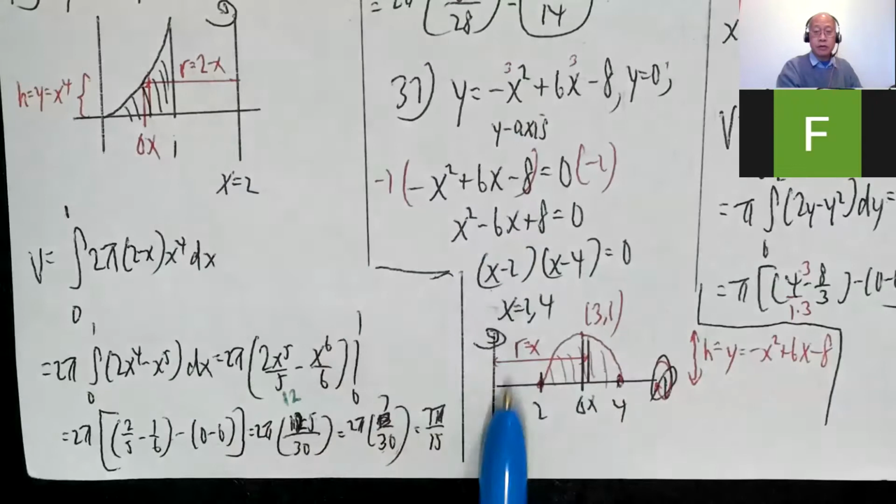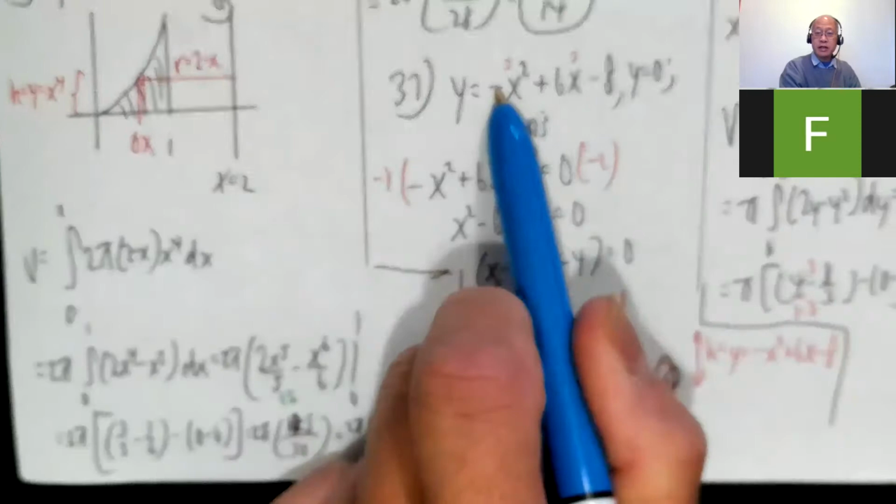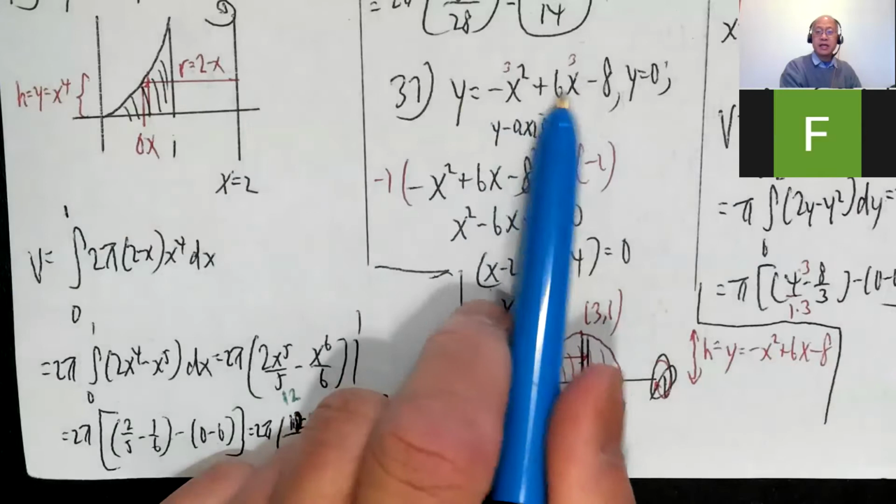Another way to do it is just pick a number between 2 and 4, like 3. So I stuck in a 3 here and a 3 there. That's what that 3 is. If you plug in 3, you get negative 9 plus 18 minus 8, which is 1. Okay, so it's 3 comma 1. All right, so I know it goes like this.